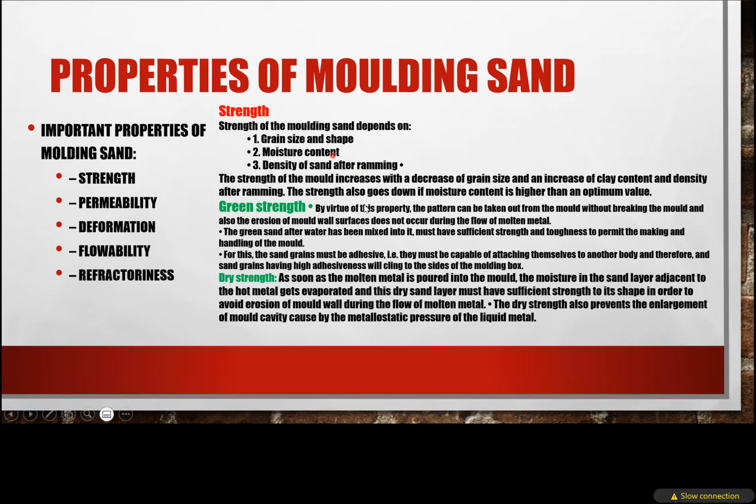So the strength of the mold increases with decreasing grain size. How does the strength depend on grain size? If the grain size of the sand is small, then we have high strength. The strength also increases with clay content and density after ramming. If the density is high, then the strength of the sand will be high. The strength also goes down if moisture content is higher than the optimum value.